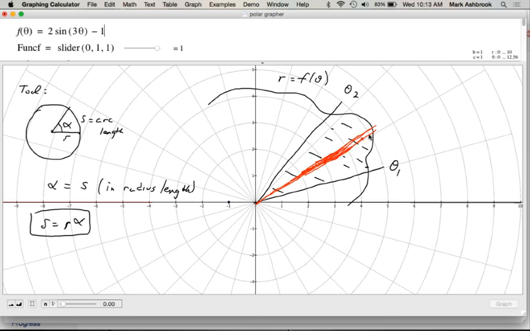Hand doesn't go where you want it to go. Okay.